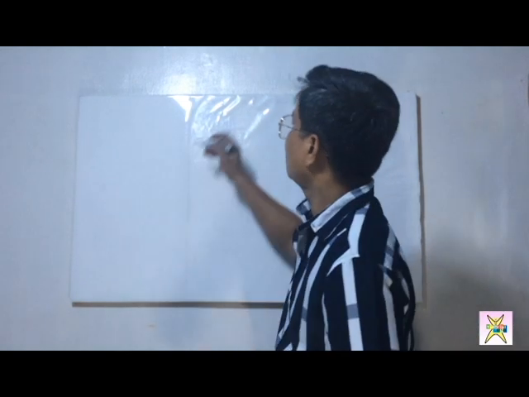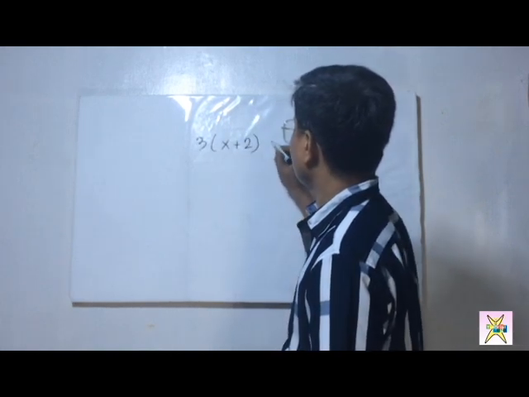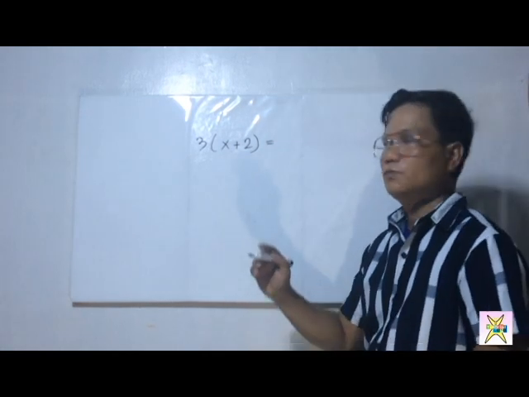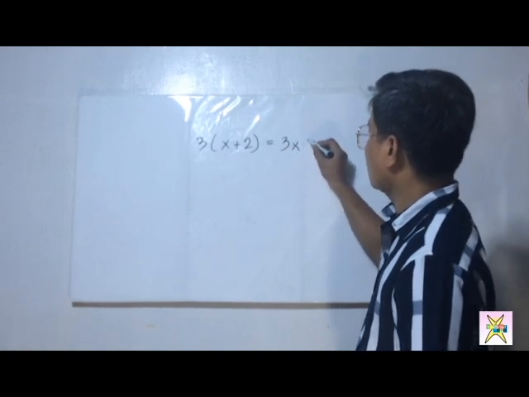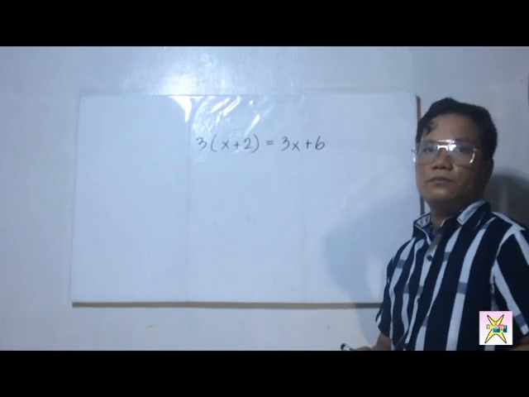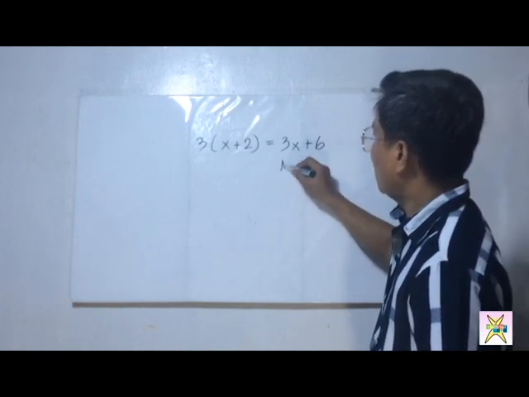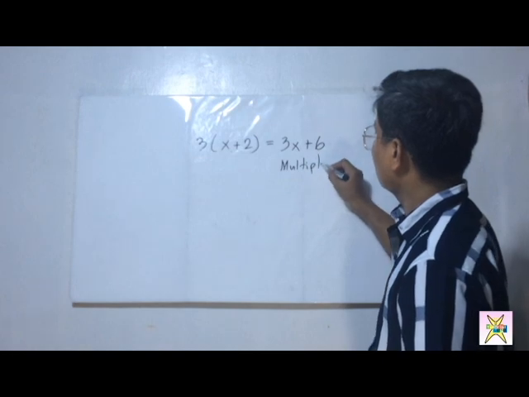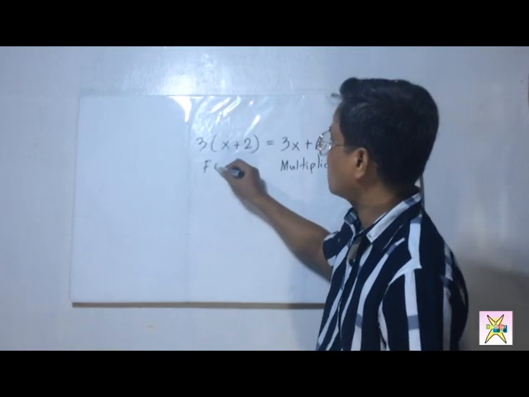As we recall, factoring is the reverse method of multiplication. Am I right? 3 times x plus 2 is equal to, by simply multiplying 3 by x, we have 3x plus 3 times 2 is 6. So this is the product, or the multiplication, and this is the factors.